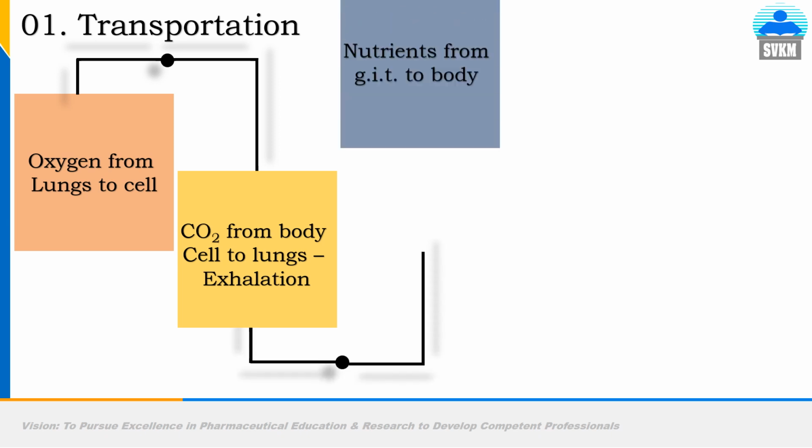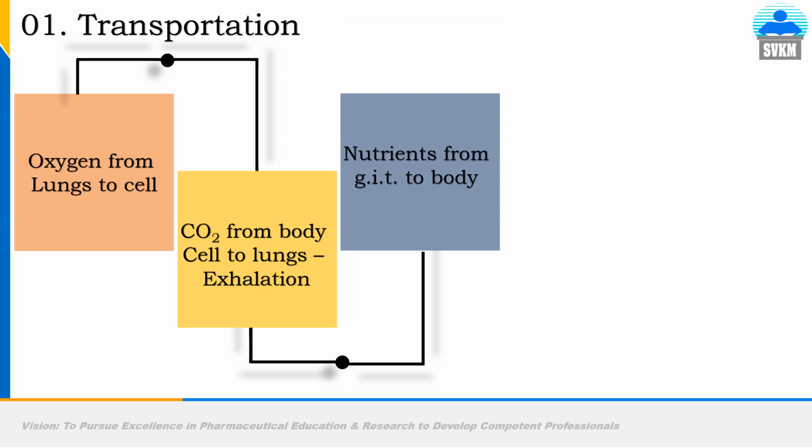Third point, it is also involved in the transportation of nutrients from the GIT to the body. Whatever we are administering in the form of nutrients has to be transported from the GI tract to the blood and then to the body. And this transportation of nutrients from the GIT to the body is mainly brought about by the blood.